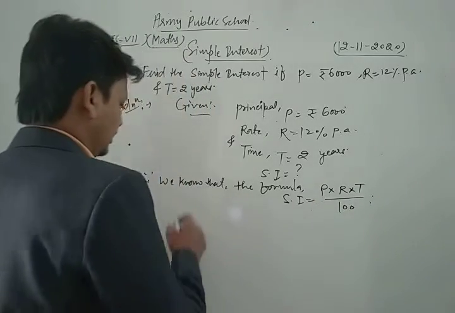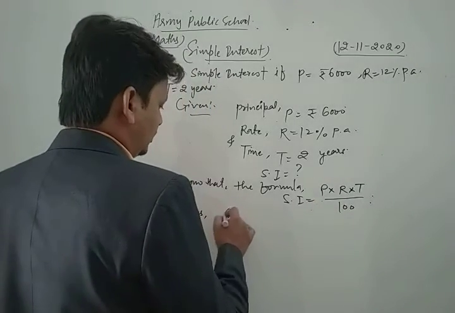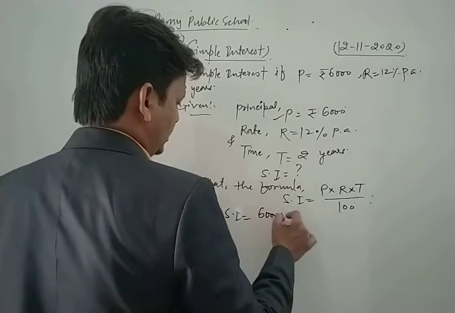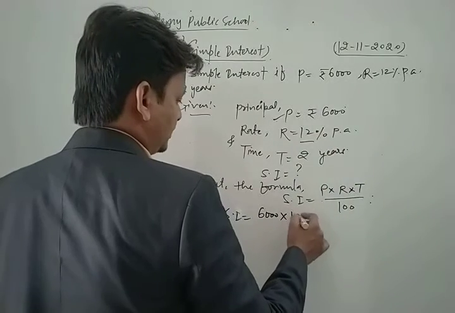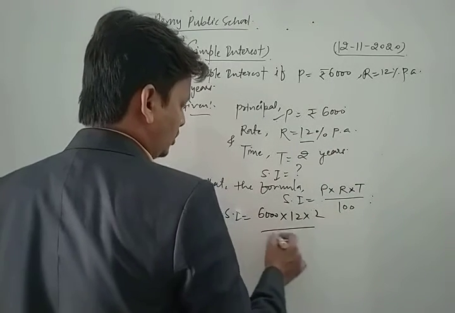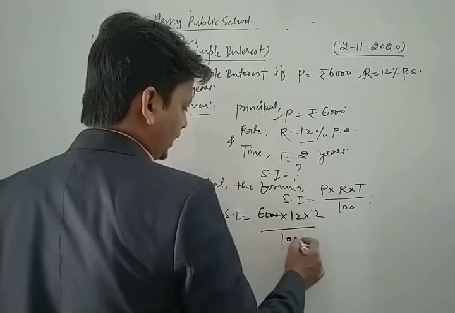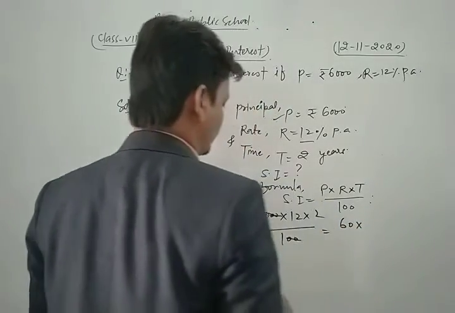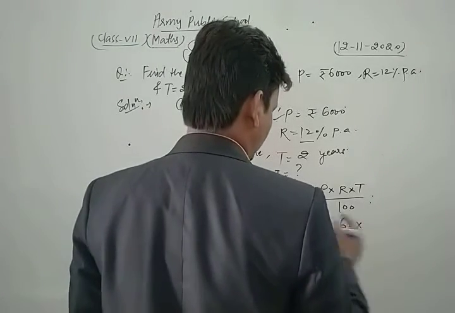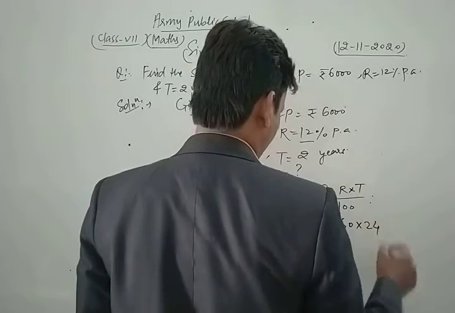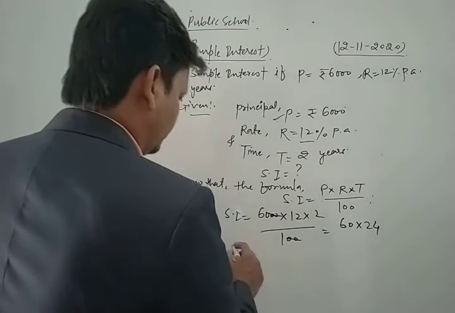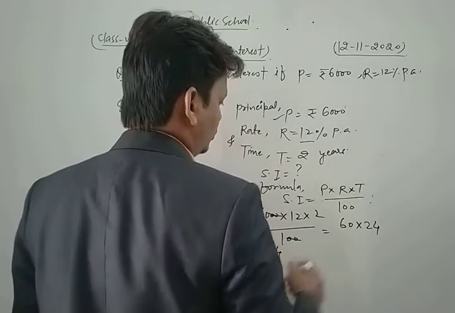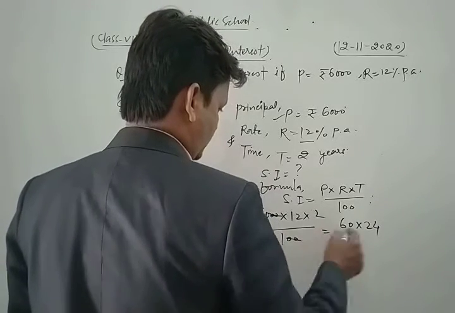Thus simple interest is equal to principal 6,000 into rate of interest 12% per annum for 2 years upon 100. Now the zeros cancel each other, so we get 60 into 12 into 2, which is 24. Now 60 into 24.